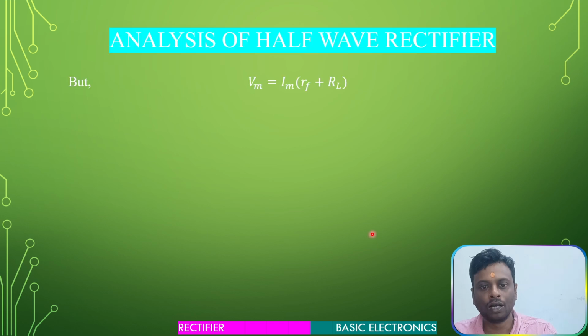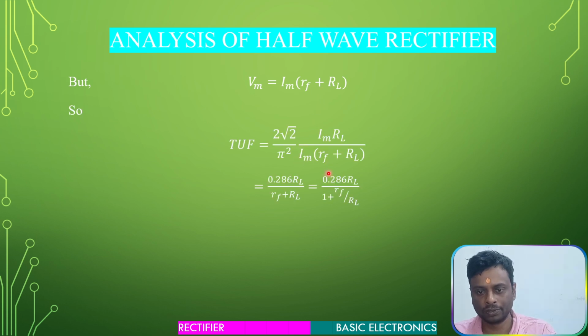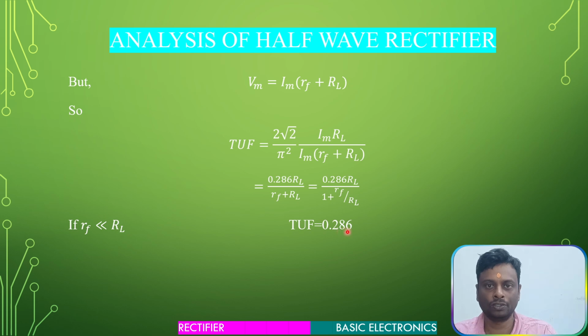We know that Vm is equal to Im into (Rf plus RL). Therefore we can put that over here and get this type of equation. Here also we can put that Rf is less than or equal to RL. So this transformer utilization factor is 0.286 in the case of a half wave rectifier.